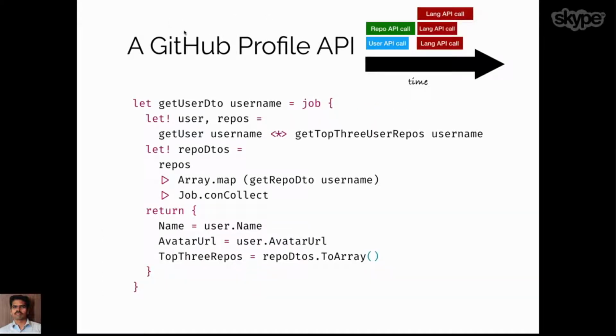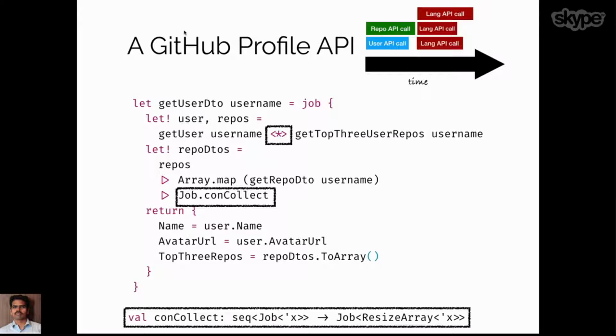All right. So now we have something called the GitHub Profile API that we saw in the previous example. In the previous example, we had 5 API calls, and what we did there was get those two things together by using the infix operator. Then using something called Job.conCollect, which takes a list of jobs and asks Hopac to run them in parallel, once it got the responses, we got those things together and returned them back.